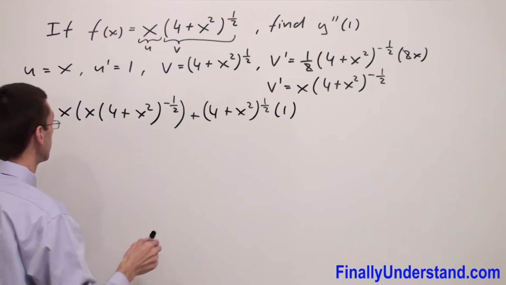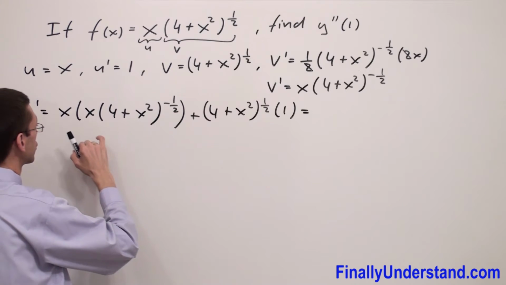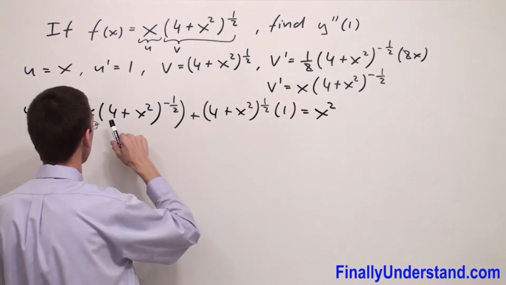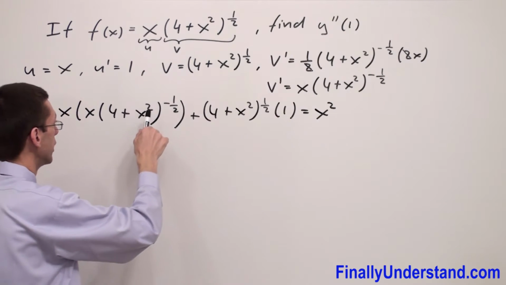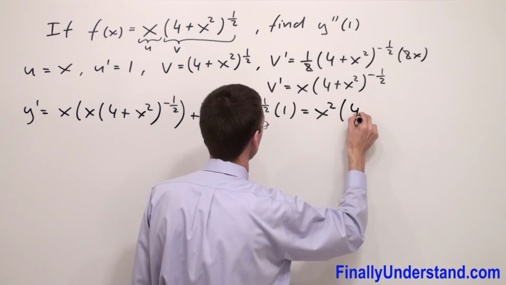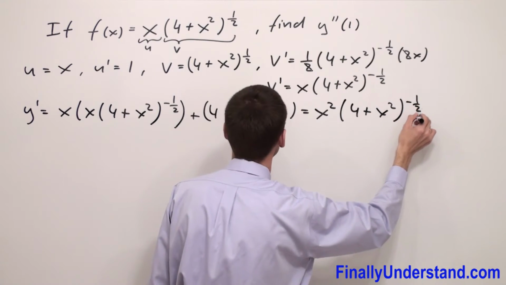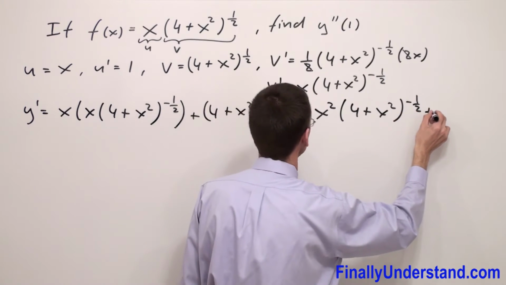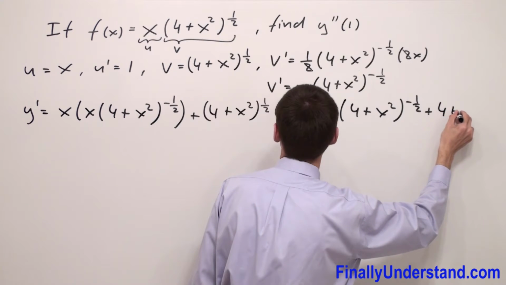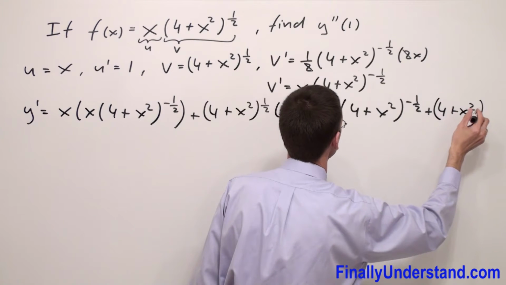Okay, so what we have, this is equal, x times x gives me x squared. So I have x squared, and I have 4 plus x squared to the power negative 1/2 over here, right? So I have 4 plus x squared to power negative 1/2 plus 4 plus x squared to power 1/2.